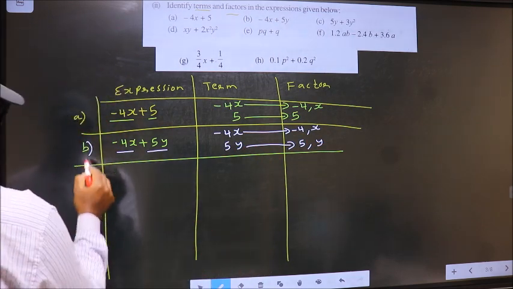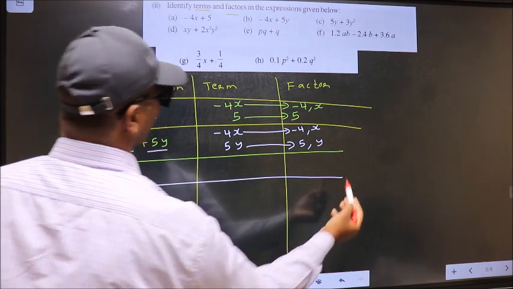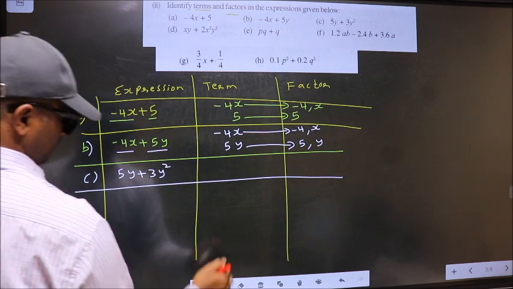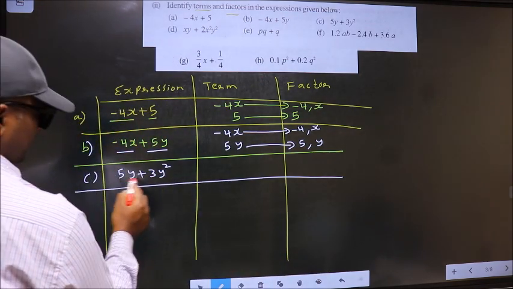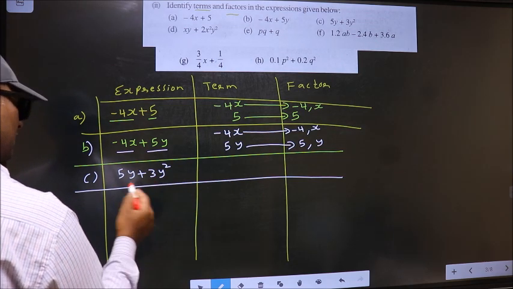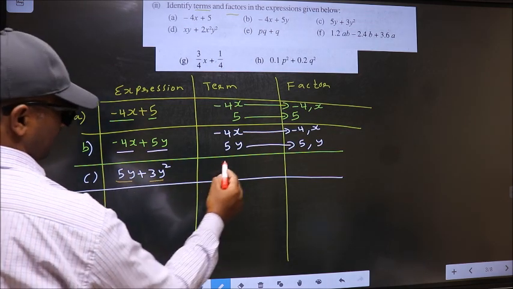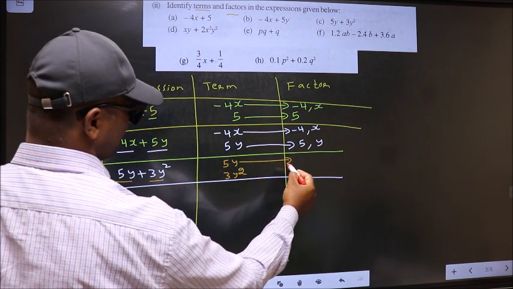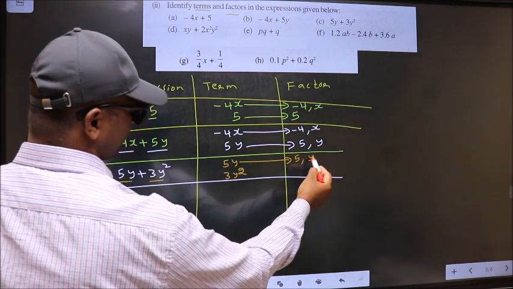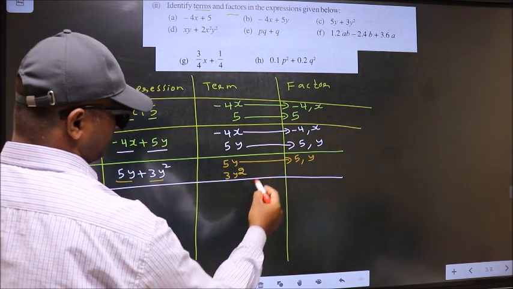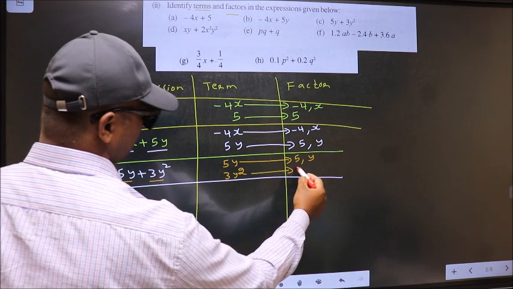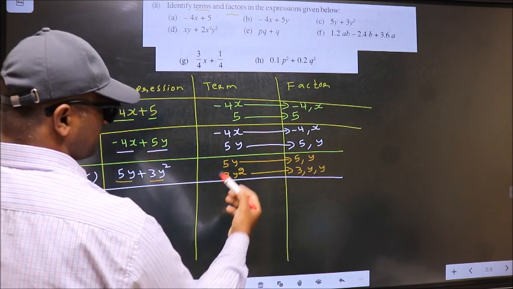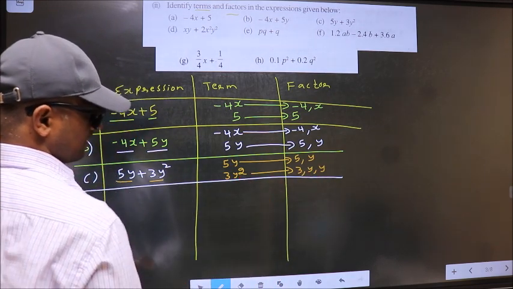Next, C. 5y plus 3y square. In this expression, the terms are this and this, 5y and 3y square. Factors of 5y are 5 and y. When we multiply these two, we get 5y. And the factors of 3y square are 3, y and y. When we multiply these three, we get 3y square. So these are its factors.